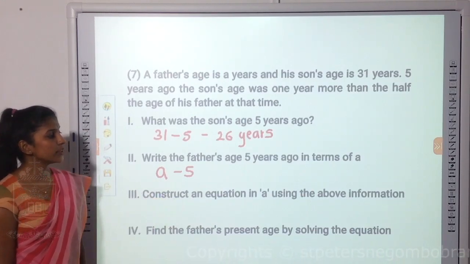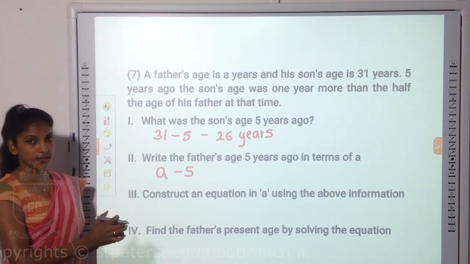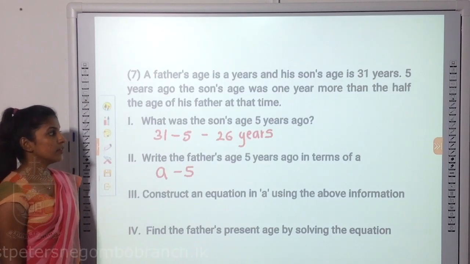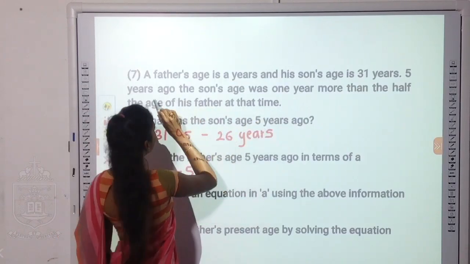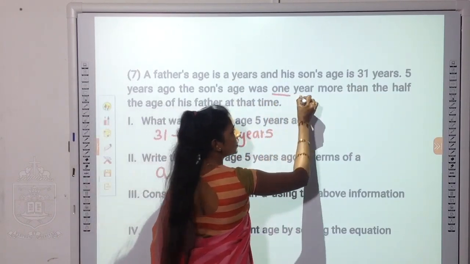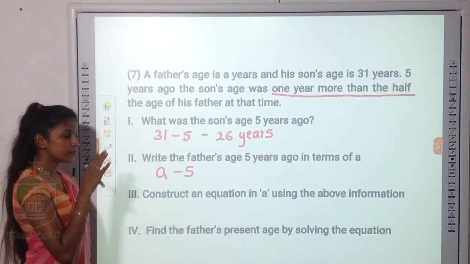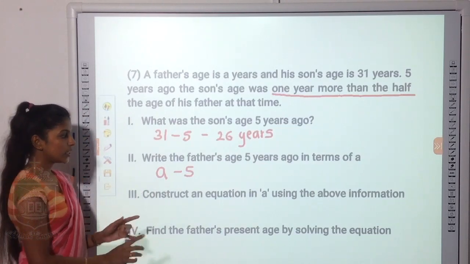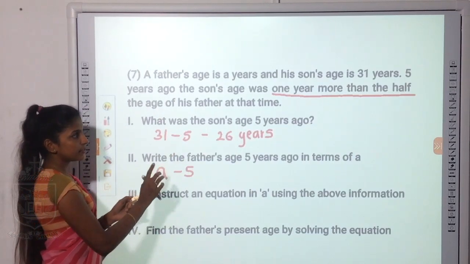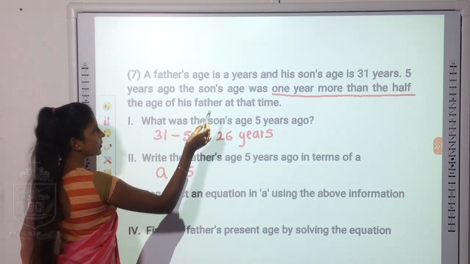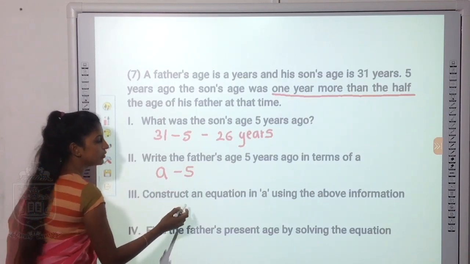Next step, construct an equation in A using the above information. Now you have to link all these incidents and construct an equation. Right, now you have to read this last part given. 5 years ago, the son's age was 1 year more than half of the age of his father at that time. So this is the age of the father at that time, which means 5 years ago. Now they are talking about half of the age of his father. You have to take half of this.